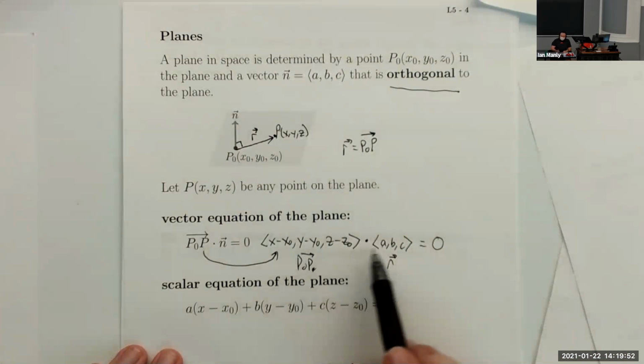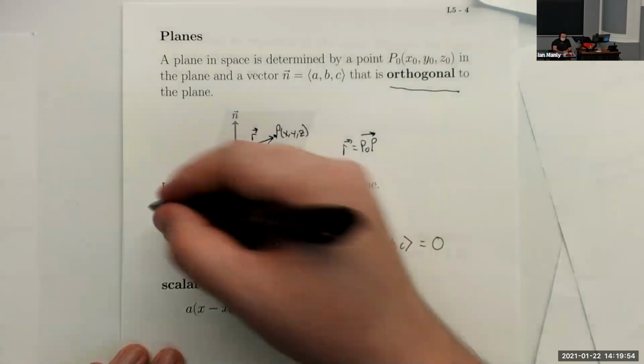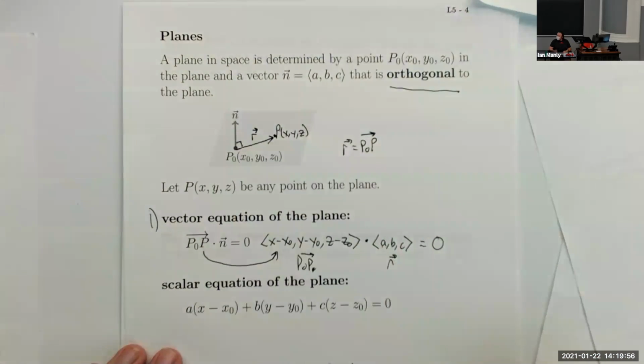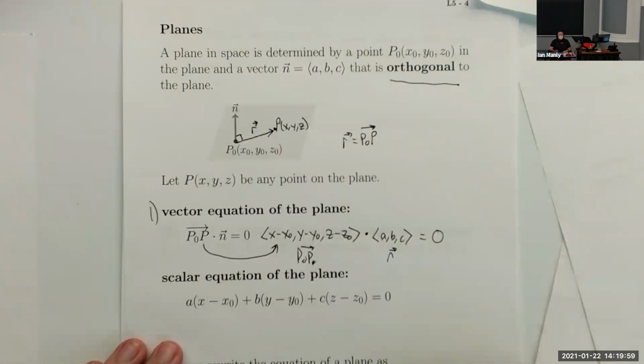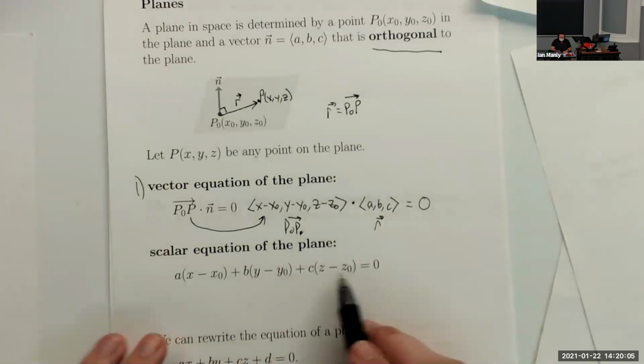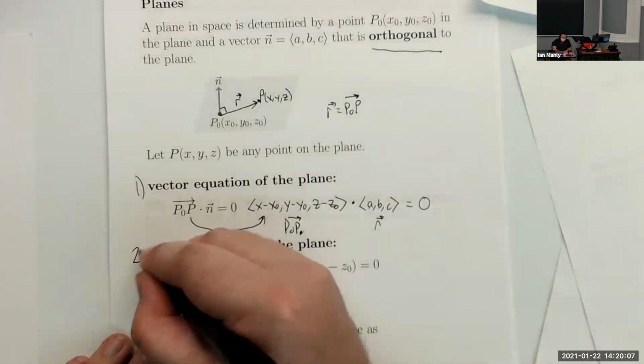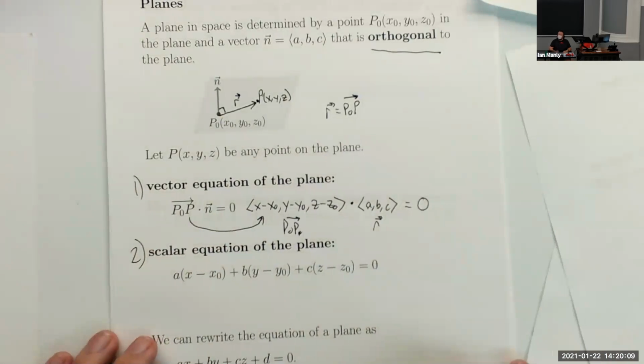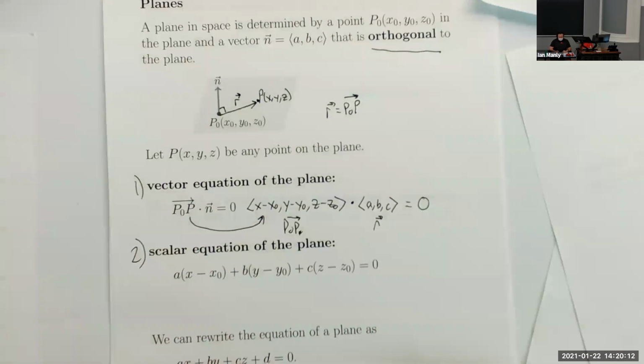So this first equation up here, where we wrote it in terms of vectors, was the vector equation for the plane. That's going to be one way for us to represent the plane. When we actually do the dot product and write this all out as one thing, that's going to be another representation of the plane called the scalar equation for the plane.